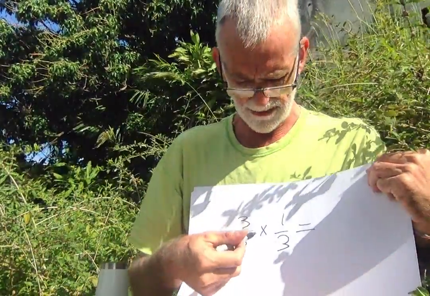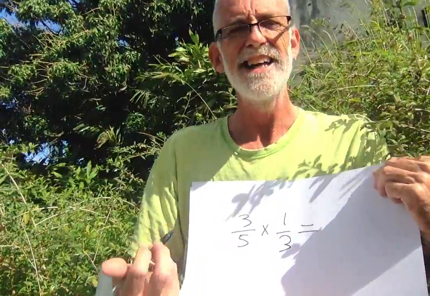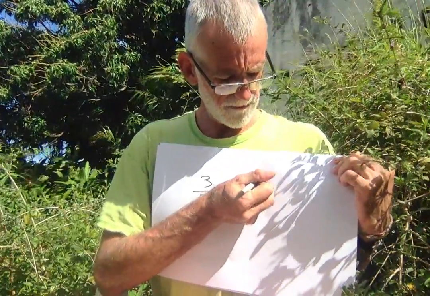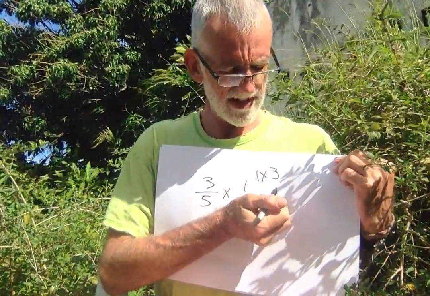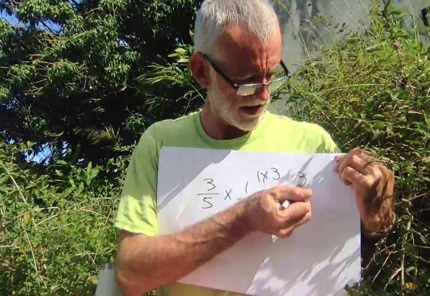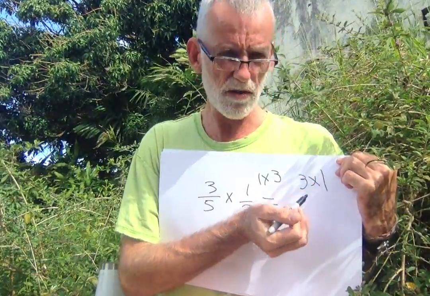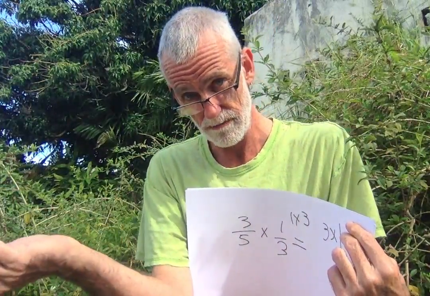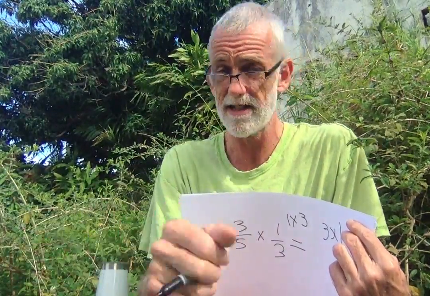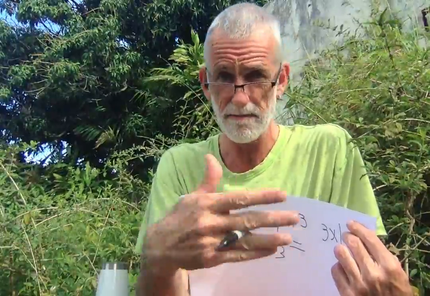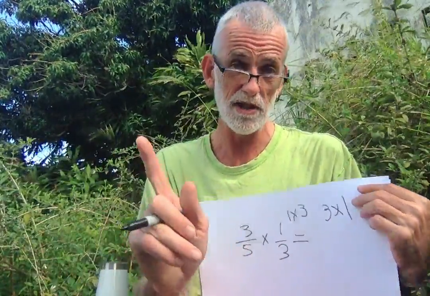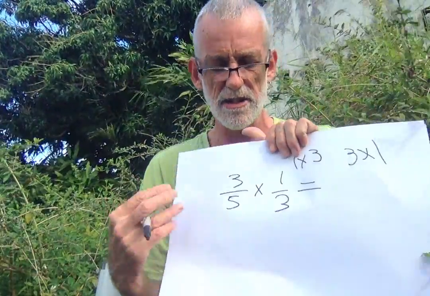3/5 times 1/3. So, multiplication, as we all know, you can move around. 1 times 3 is exactly the same as 3 times 1. 2 times 4 is the same as 4 times 2. 5 times 7 is the same as 7 times 5. It doesn't matter what order they're in. You can change them around when it's multiplication, and the reason you might want to is it'll make it easier.